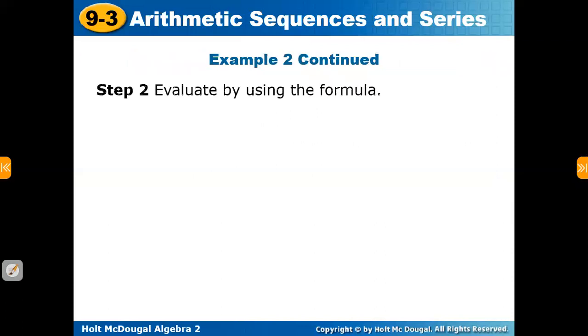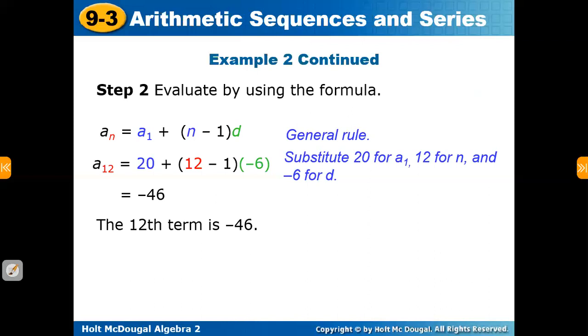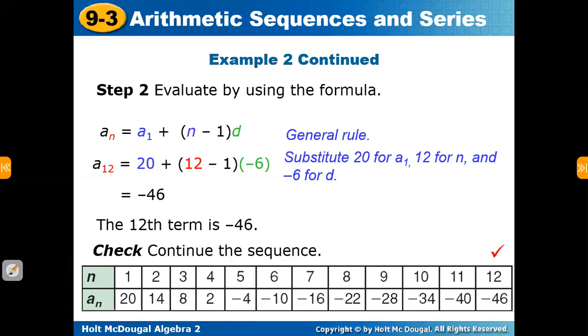In step 2, evaluate by using the formula. The general rule we know: an equals a1 plus n minus 1 into d. Substitute a1. a1 was 20. And n, as the question asks me to find the 12th term, is 12. And d I just found out as minus 6. Substituting, I will get a12 equals minus 46. So the 12th term is minus 46. You can check by continuing the sequence and seeing whether the 12th term is minus 46.